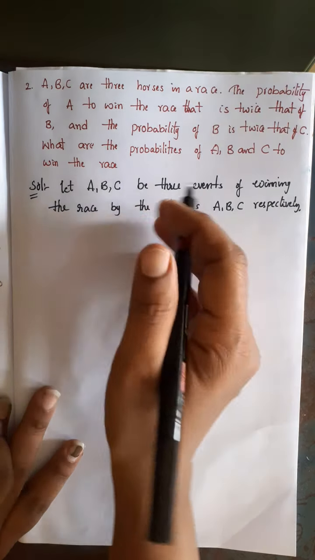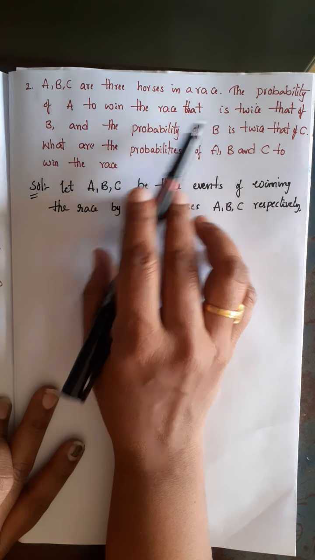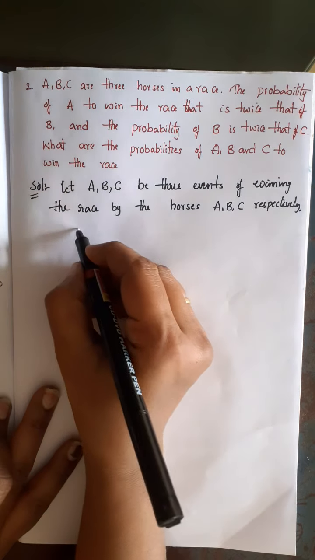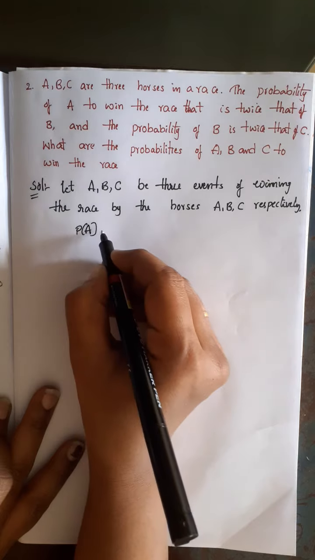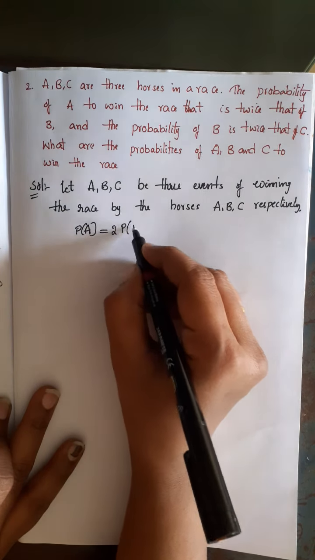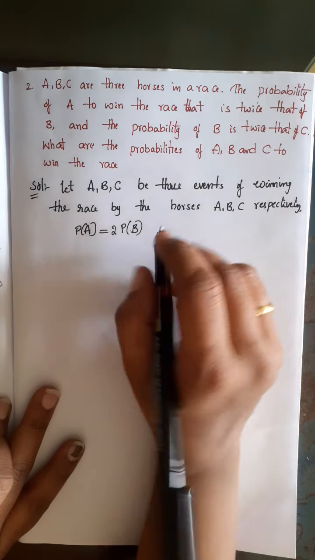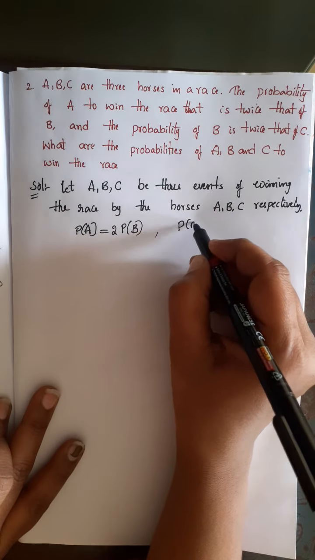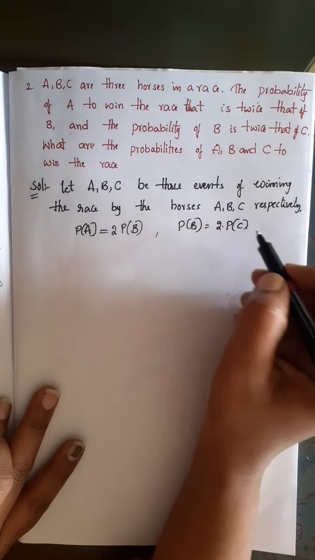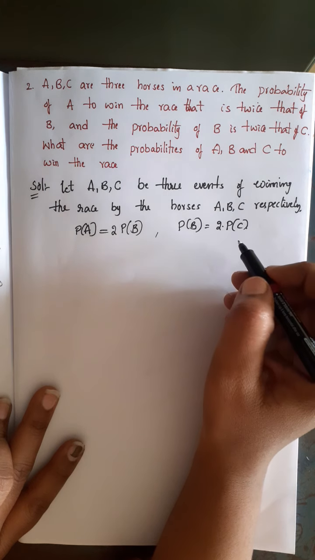So let us observe the conditions. The probability of A to win the race is twice that of B. So probability of winning the race of A is equal to 2 times the probability of winning of B. And the next condition, the probability of B is twice that of C, so 2 times P of C. So these two conditions are given. From this we have to find out the probabilities.